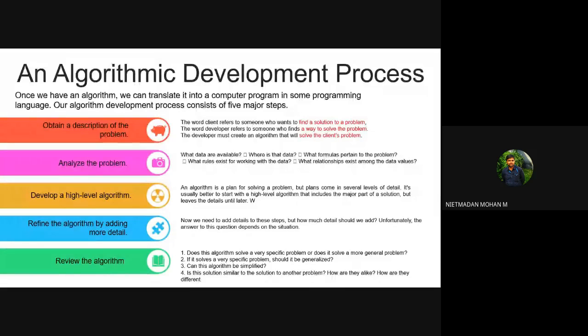So before completing the algorithm, the review part will be there with the help of the clients also. Whoever gave you a project, you want to take a review of the algorithm from them and remodify some of the things. Does the algorithm solve a very specific problem or does it solve a more general problem? We want to think about this. And if it solves a very specific problem, should it be generalized?